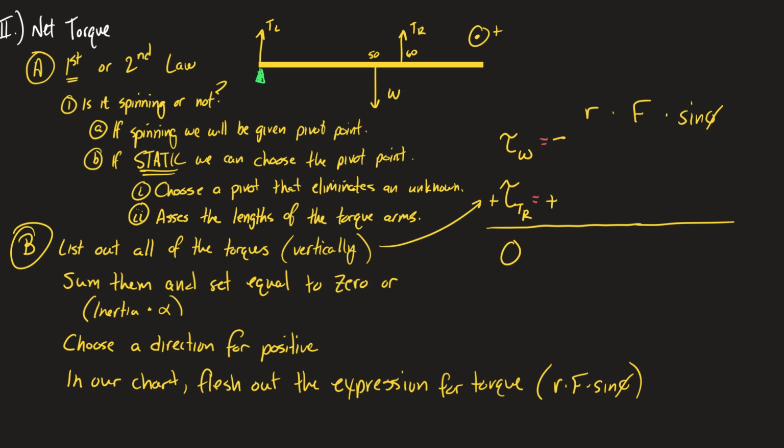The first torque is the distance of 0.5 meters away from the pivot point, 50 centimeter mark. The size of that force, well, it's the weight of the meter stick, 0.9 newtons. And the weight's downwards, and the torque arm is to the right, so that's a right angle, so sine of 90 degrees.